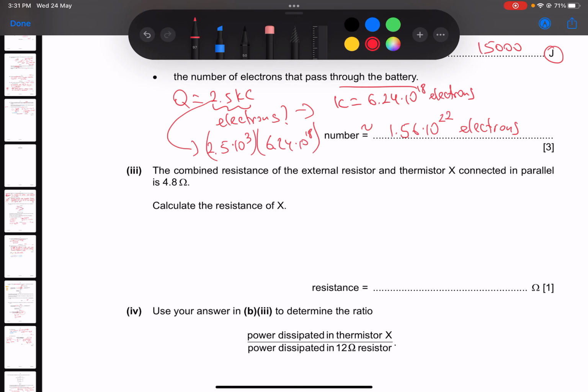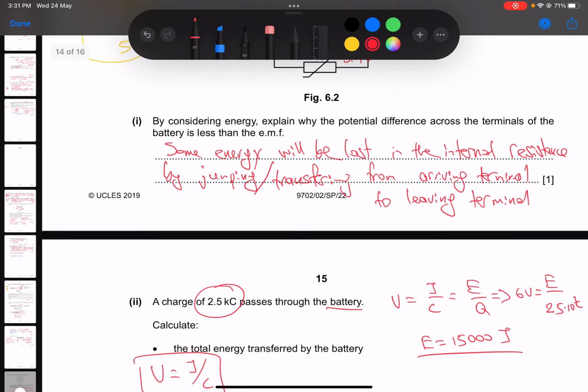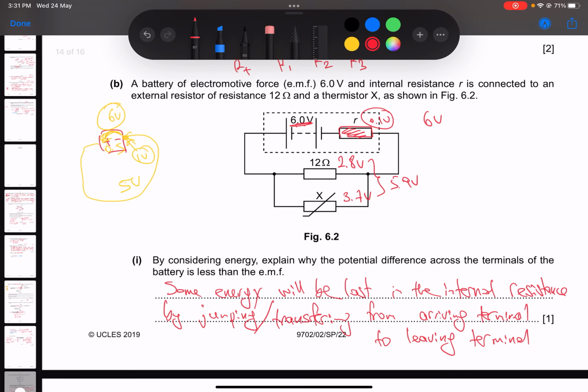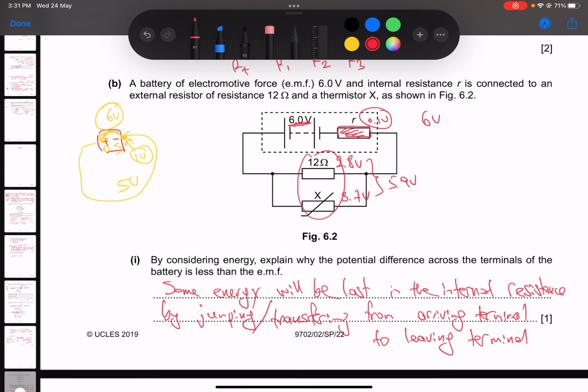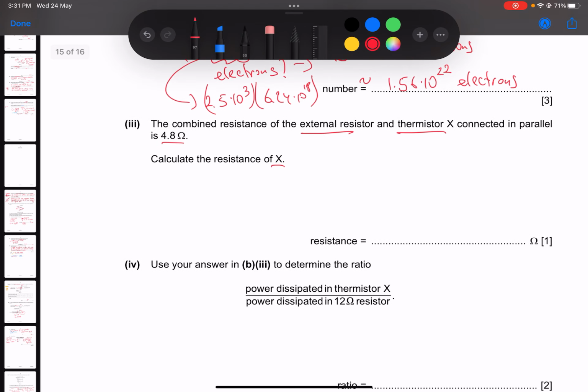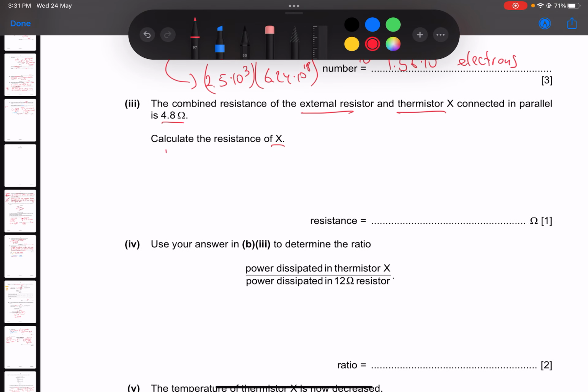The combined resistance of the external resistor and the thermistor is going to be 4.8. Calculate x. What is this x? The thermistor is going to be x. It's given. Come on, it's very easy. This is parallel, 12 and x, right? The combination is 4.8. So 1 over R total would be 1 over R1 plus 1 over R2. In our case, let's say R1 is going to be the thermistor, R2 is going to be the external, right?